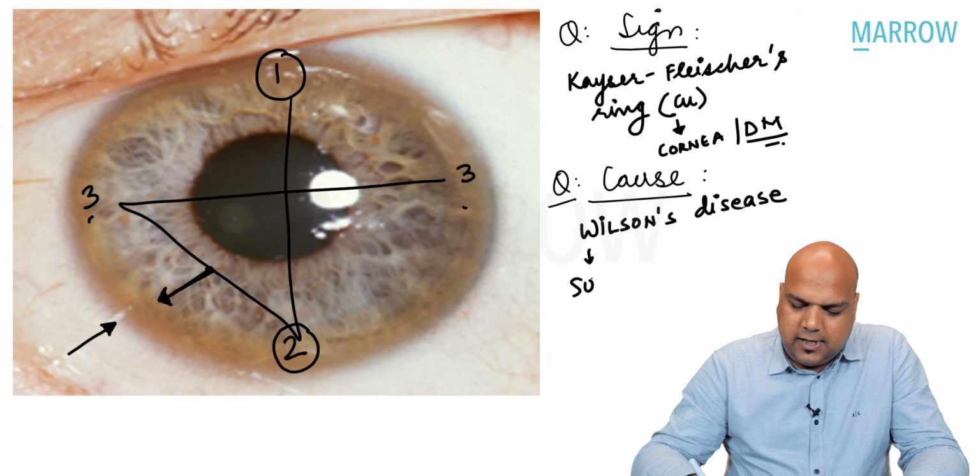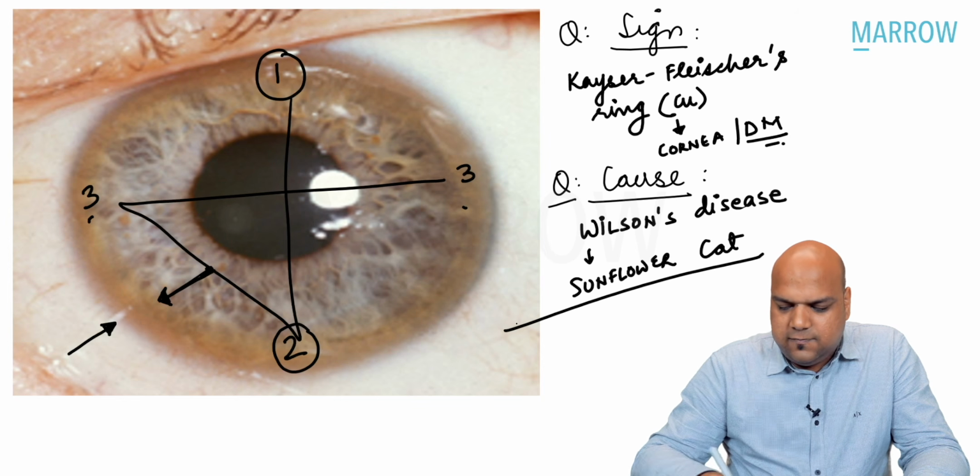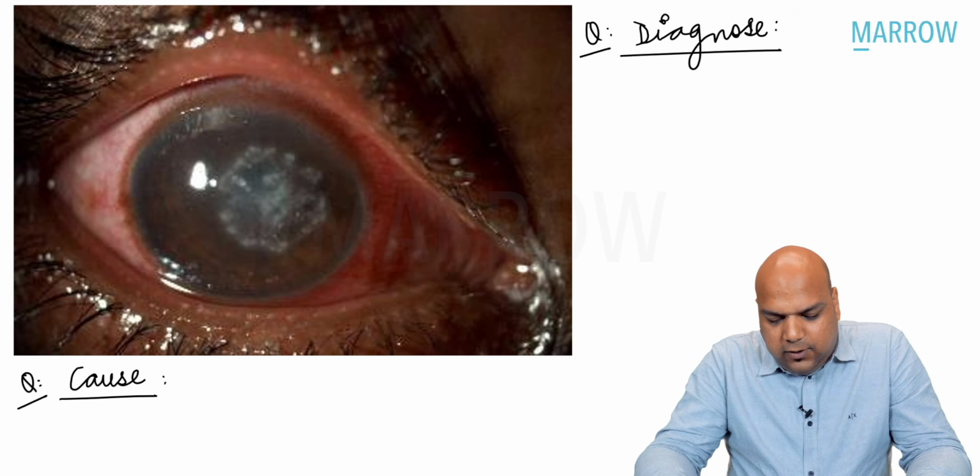Wilson's disease causes which cataract? Sunflower cataract, all of us know that. It just came into my mind, so I just asked you that question. All right. Now, moving on, diagnosis. What can we see on the image?